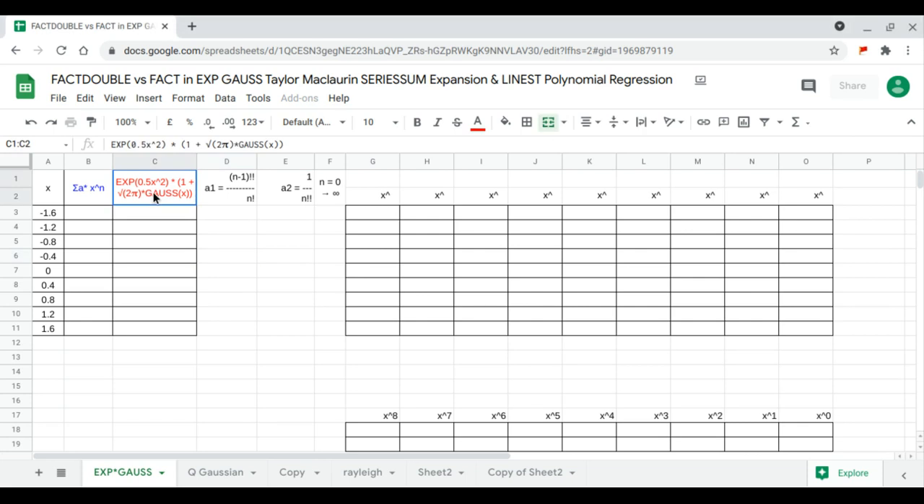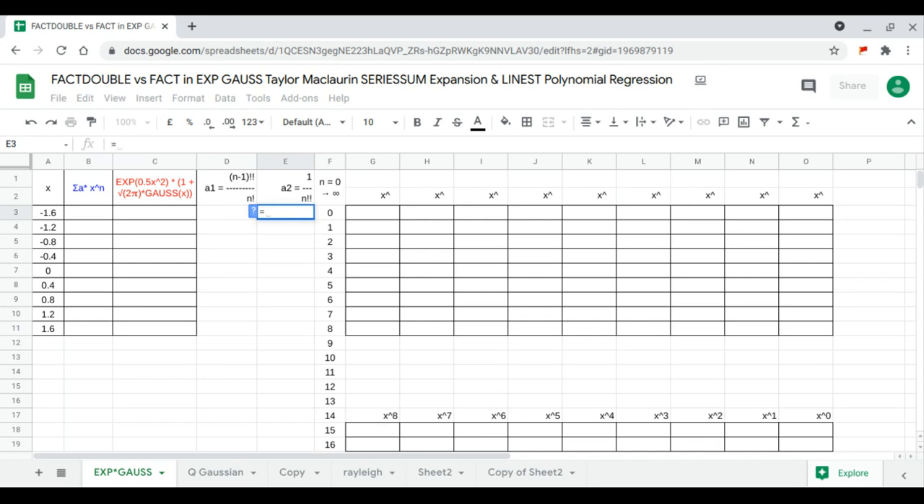Here we have a function e to the power 0.5x squared times the quantity 1 plus square root of 2 pi times the Gauss function of x. We'll generate the dataset of this function and its Taylor-Maclaurin series-sum expansion, where it is the summation of a times x to the power n, where a can be a1 or a2. And the value of n is from 0 to infinity. In this case, we can start from 0 up to 16, which is good enough.